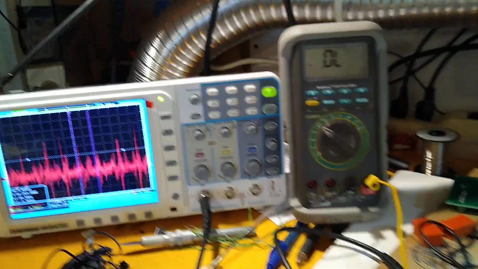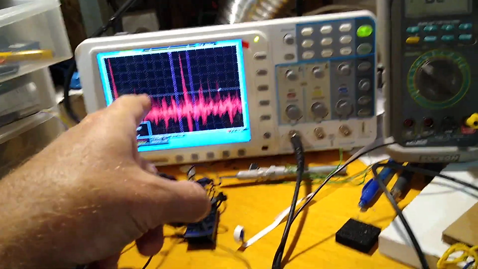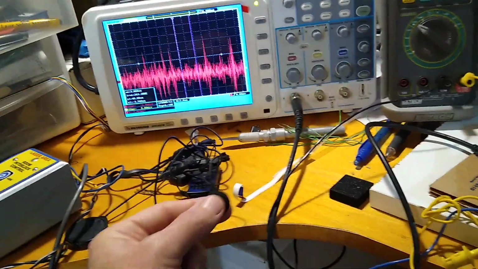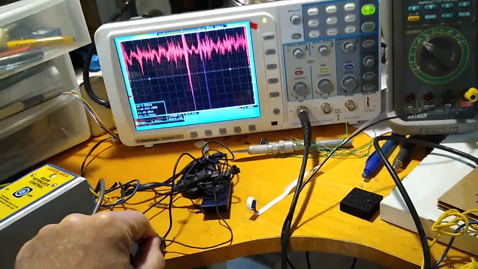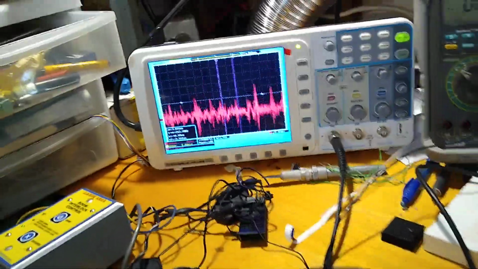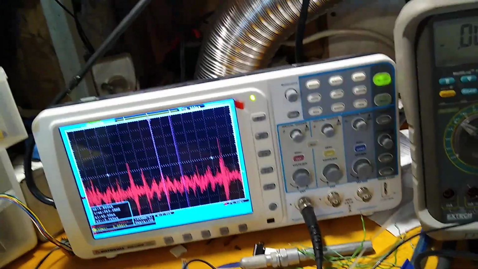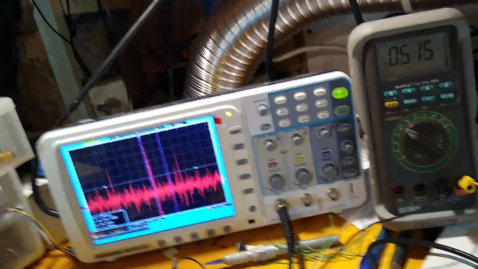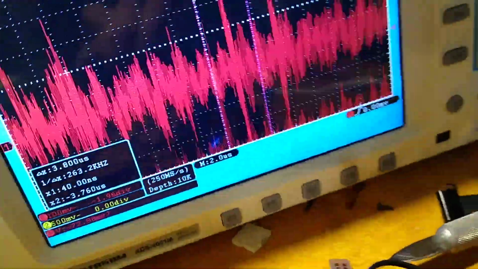Okay, next step is on the scope. I'm looking at the audio signal from the microphone. You can kind of see music going through. What I'll do is I'll hit the push to talk, and when I do, and I'm talking into the microphone, we definitely get my voice.